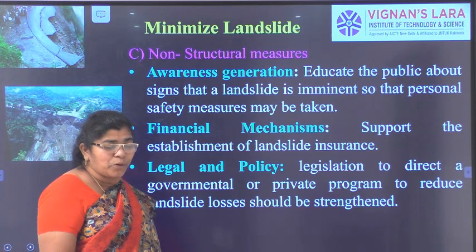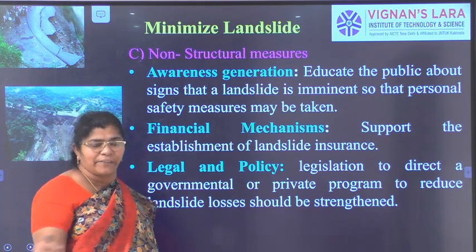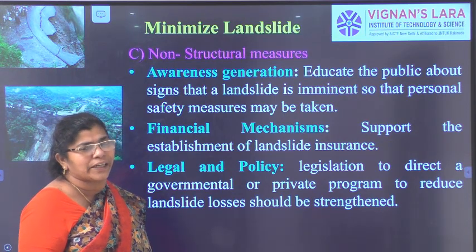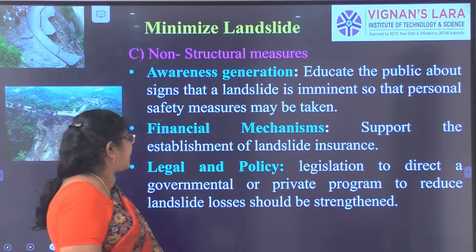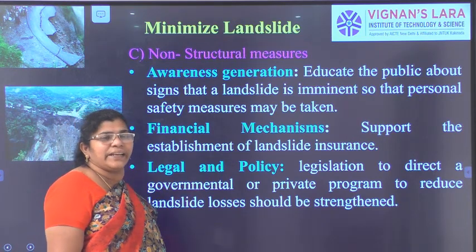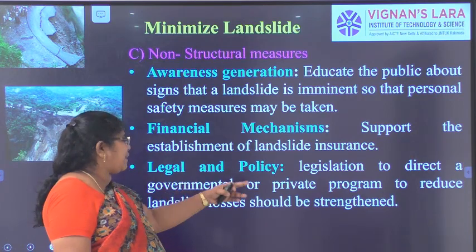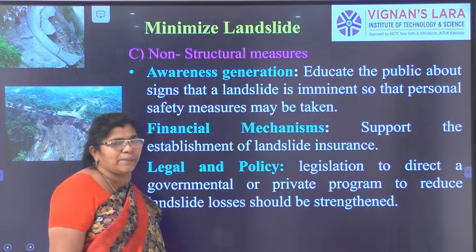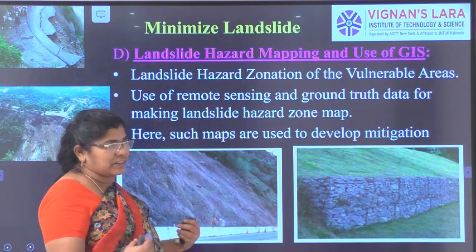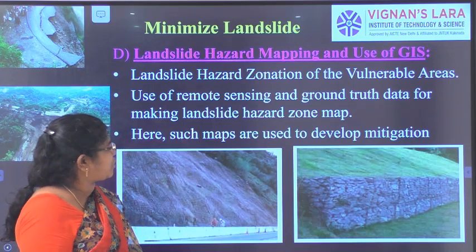There may be some movements in the earth, or they may put a pipeline, or they may have no retaining walls. This can occur, but they should be properly educated so that they will take care. And a financial mechanism should be there. If there is any case of a landslide, then insurance has to be there. And the legal policy. Legal policy helps the people to gain knowledge, right? Support, right? The last one is the landslide hazard mapping and use of GIS.